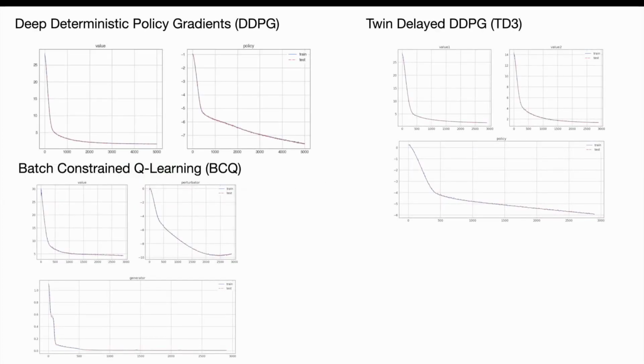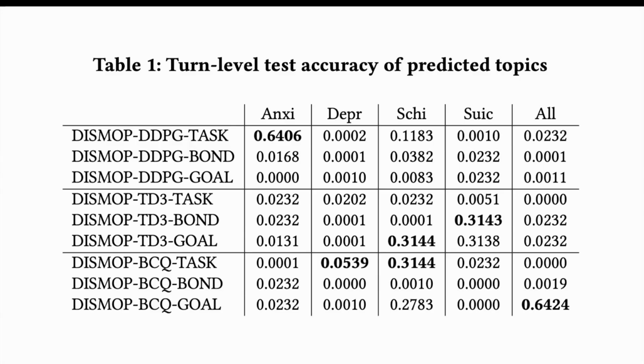The first one is DDPG, the second one is TD3, and the third one is an offline reinforcement learning method called BCQ. And as we can see from their loss function, they all learn in a very stable fashion over 100 epochs. Also shown here is the turn-level test accuracy of the predicted topics.